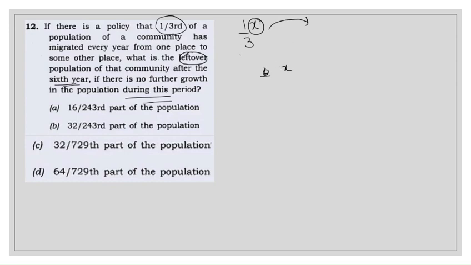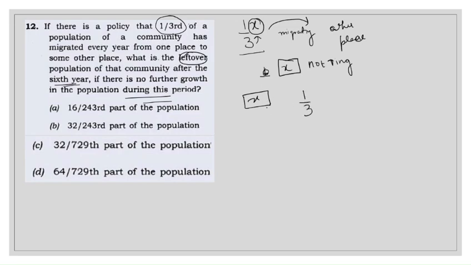So they are saying that 1/3 of this population X is migrating to some other place. And the total population that we have is X. But they say that this X, that is the population, is not increasing, which means that it remains constant. So for a simpler explanation, we can also imagine that there are, suppose, X number of dice or perhaps X number of balls in a box, and every year we take out 1/3 of the balls present in that box.